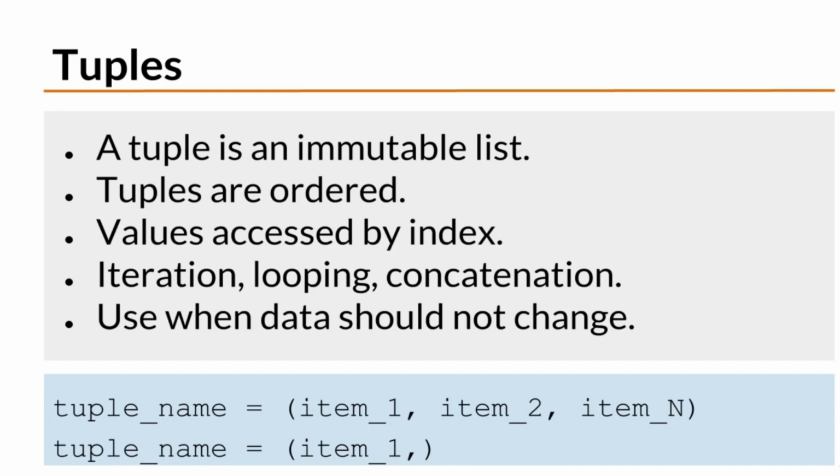You can iterate over the values in a tuple with a for loop. You can concatenate tuples. You can access values from the end of the tuple using negative indices, and you can access slices of a tuple.